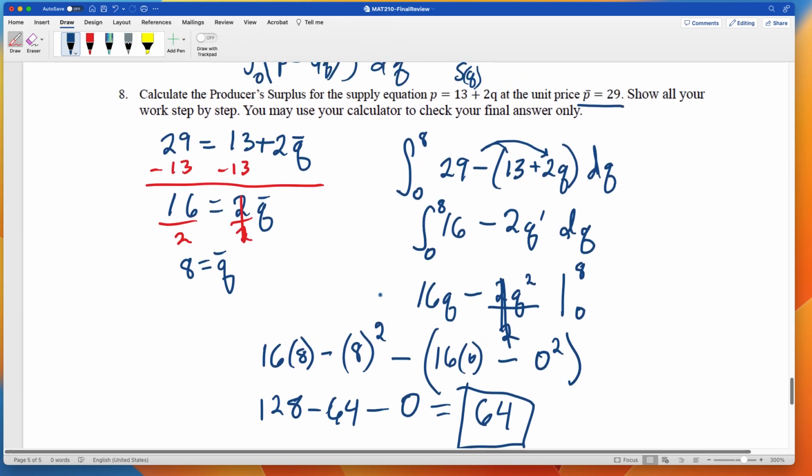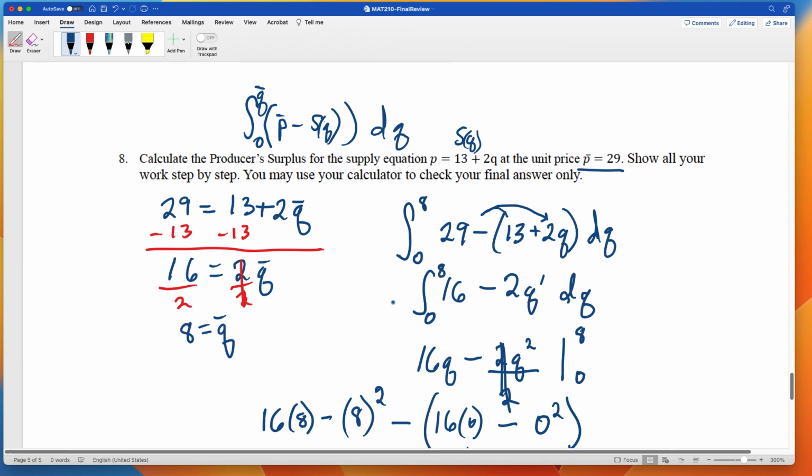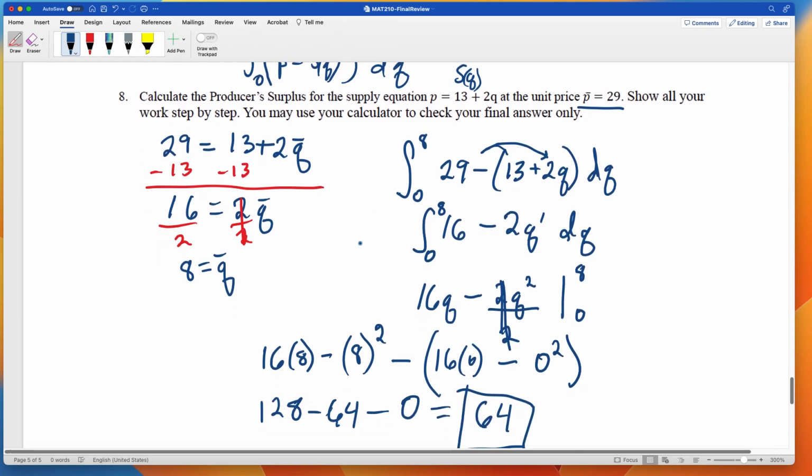Okay, so that's a couple using producer's surplus. Similar for consumer's surplus, but again the P is on the other side. It's getting subtracted, so just use that formula, but the same kind of process. All right, good luck.